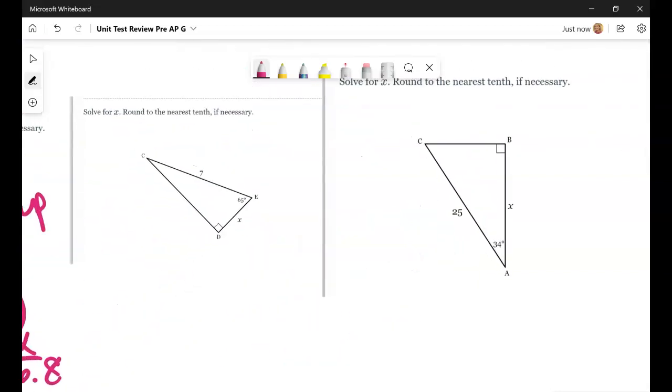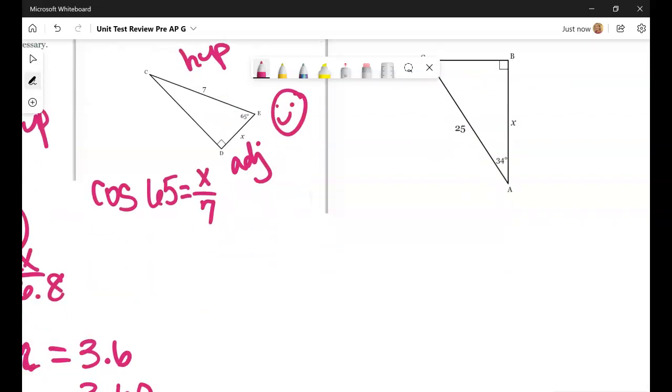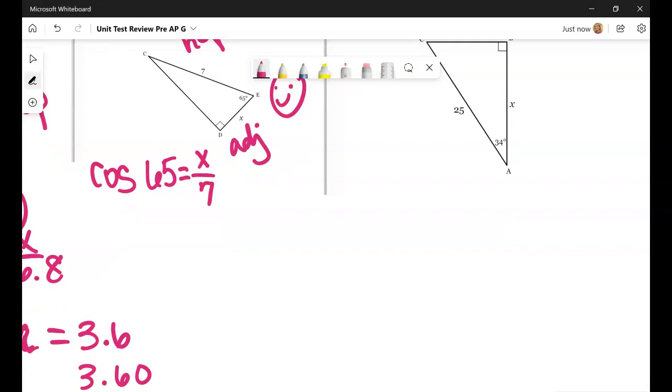Next question. Solve for x. I'm going to start by putting my smiley face here. This is my adjacent. This is my hypotenuse. That leads me to using the cosine. So the cosine of 65 is equal to x over 7. I'm going to use my calculator and multiply 7 times the cosine of 65.